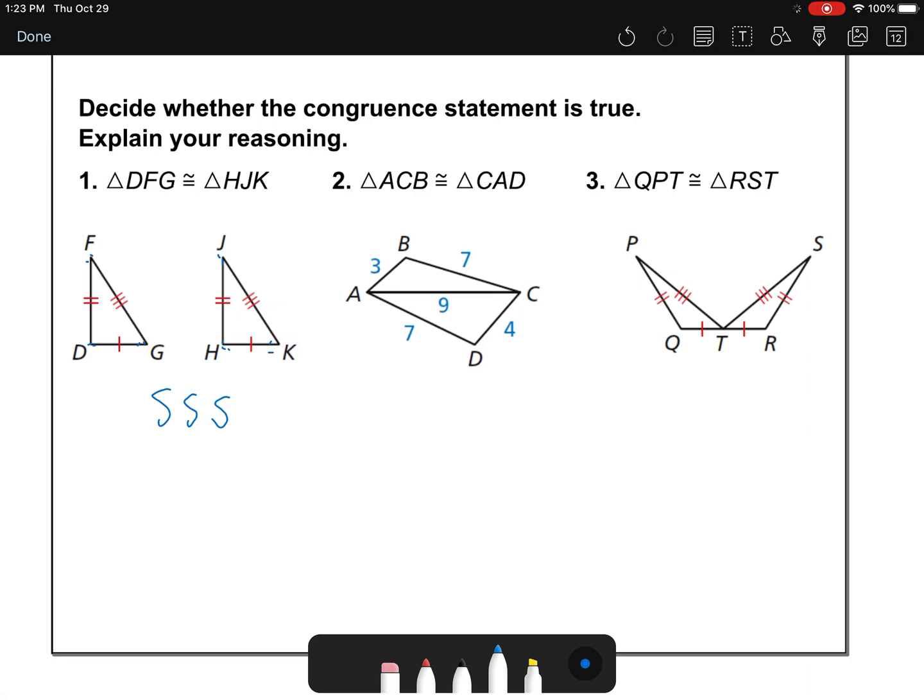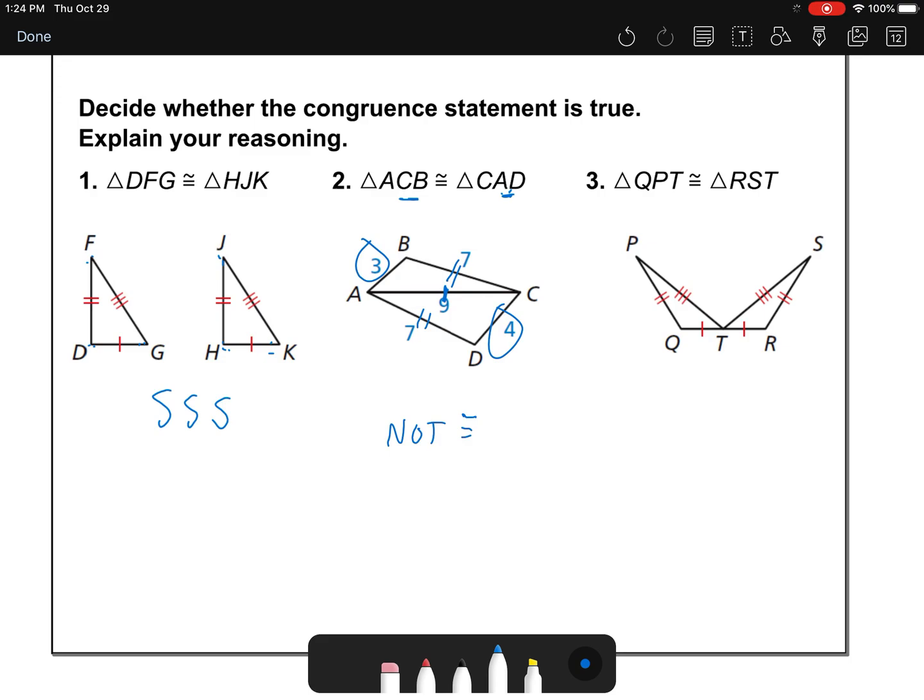Okay? Number 2, triangle ACB and triangle CAD. Well, CA and AC are both 9, so I'll put a tick mark there. AD right here is the same as CB, but 3 and 4 are not congruent, so that's not true then. Side, side, side wouldn't work.